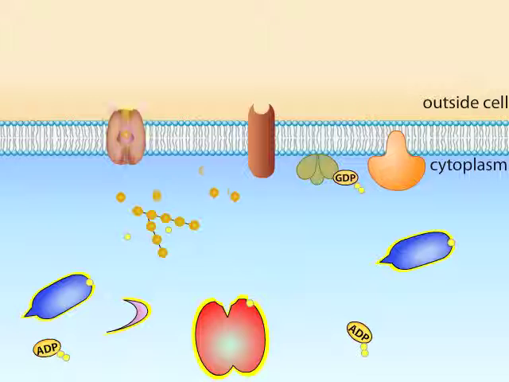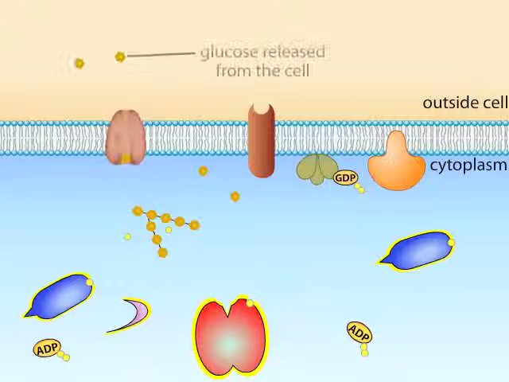Once outside of the cell, the glucose enters the bloodstream and is taken up by other cells and used as a fuel. This fuel represents a key component of the epinephrine-induced fight or flight response.